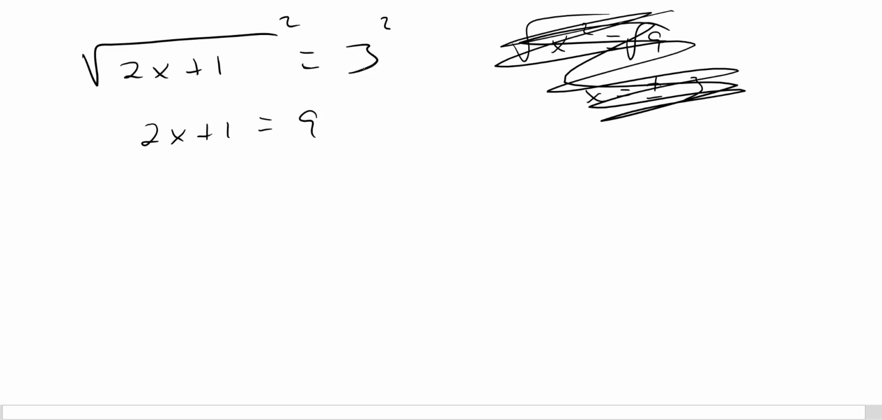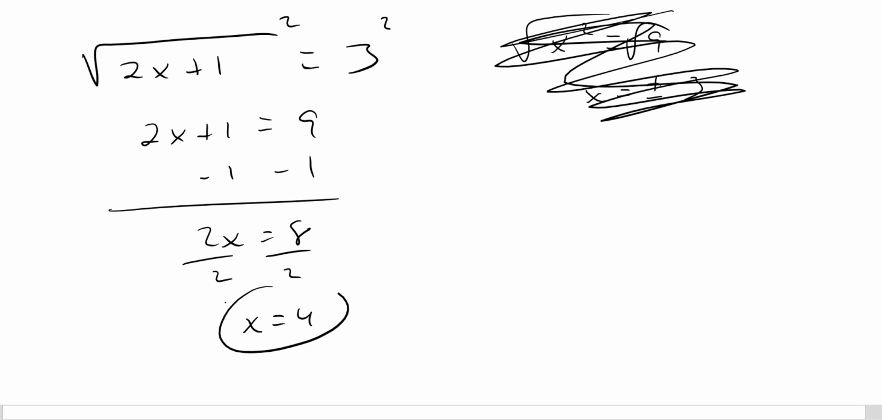Okay, so you square it, you get 9. So again, this is really easy. I'm going to subtract 1. I get 2x equals 8, and divide by 2. So x is 4. That's the answer to that problem.